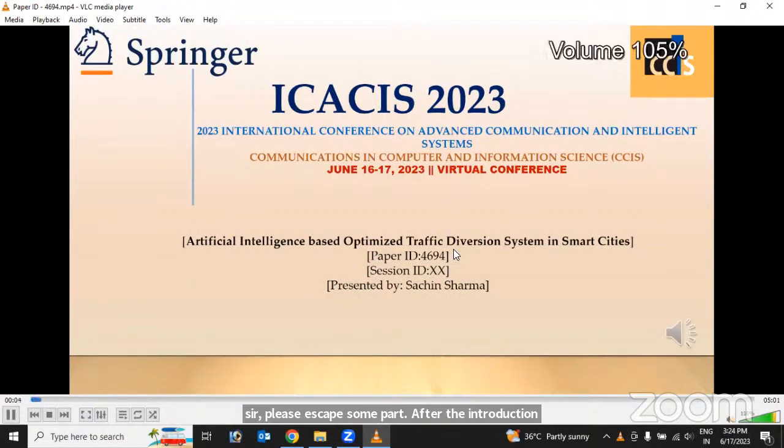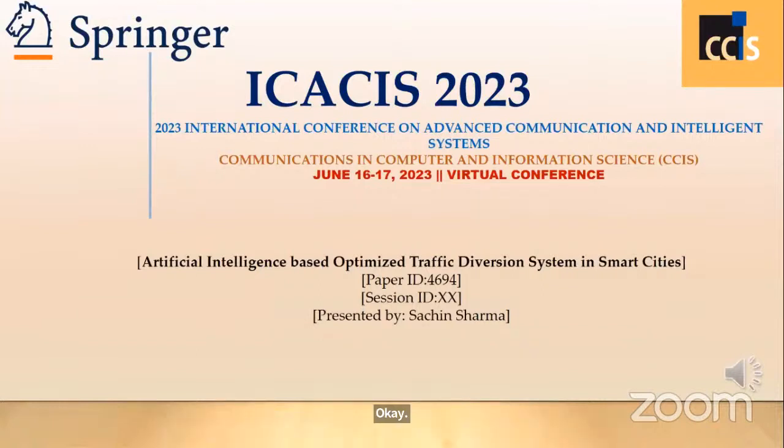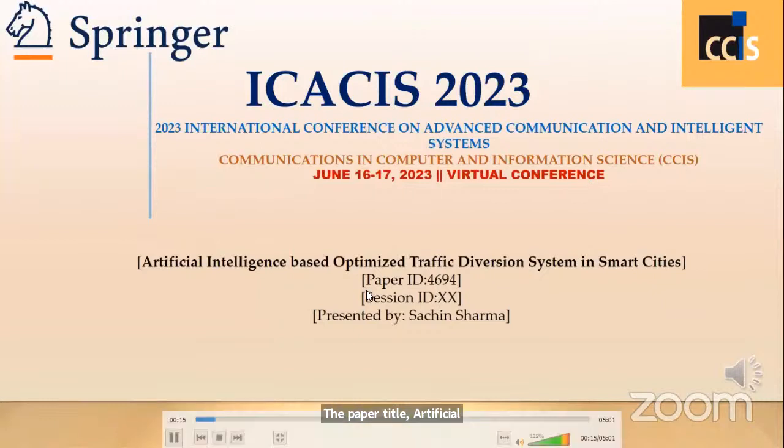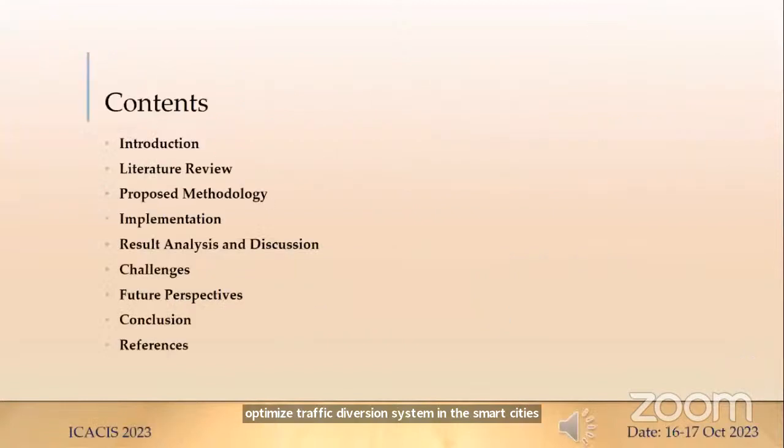Very good morning. Myself, Dr. Sachin Sharma, and I'm here to present the paper titled Artificial Intelligence Based Optimized Traffic Diversion System in Smart Cities, and the paper ID is 4694. These are the contents that I'm going to cover in the presentation: introduction, literature review, proposed methodology, implementation, result analysis and discussion, challenges, future perspectives, conclusion, and references.